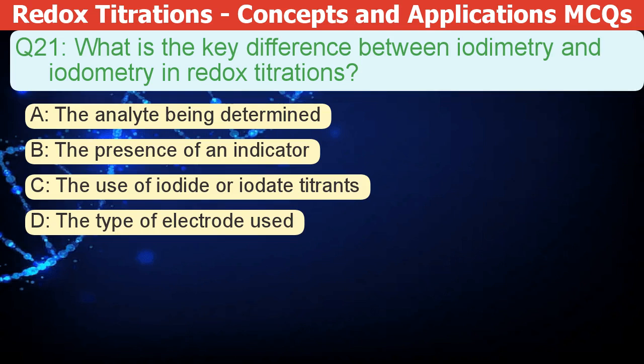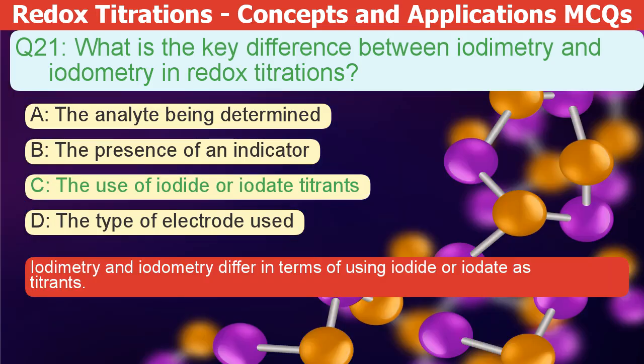What is the key difference between iodimetry and iodometry in redox titrations? A. The analyte being determined. B. The presence of an indicator. C. The use of iodide or iodate titrants. D. The type of electrode used. The correct answer is C. Iodimetry and iodometry differ in terms of using iodide or iodate as titrants.